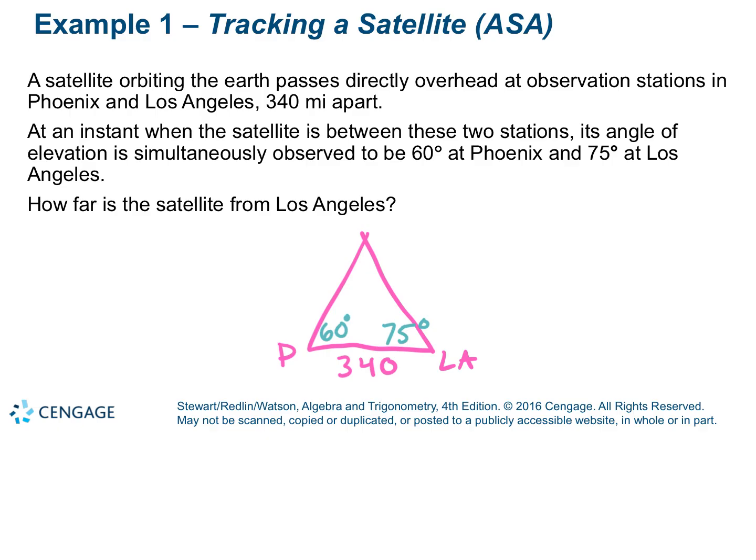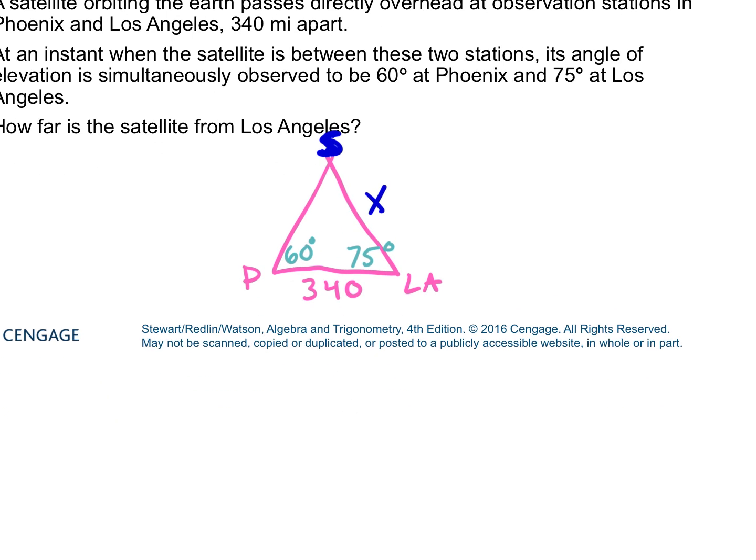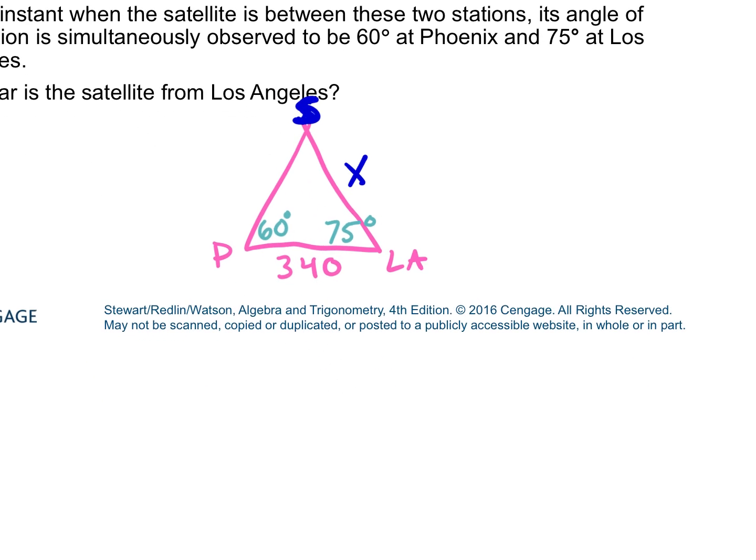So if this is our satellite, our little satellite, I'll draw a picture. The satellite to Los Angeles is going to be our x. That's what we're solving for. We always want to start with a pair of things that are given. I'm going to call the satellite S, S for satellite. We don't have a side A and an angle A that's given, or we have angle P but not the side P. We have the angle at LA, but not the opposite ones. We don't have a pair that's given yet.